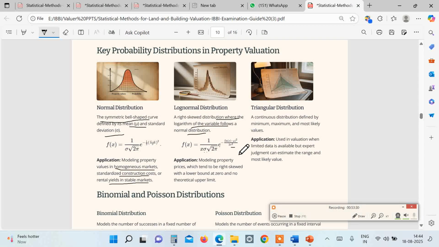So the log normal distribution is applied while modeling property prices, which tend to be right skewed with a lower bound at 0 and no theoretical upper limit. And the third one is the triangular distribution. A triangular distribution is defined by minimum, maximum, and the most likely values. So there are only three values: minimum, maximum, and most likely values. It is used in valuation when limited data is available, but expert judgment can estimate the range and the most likely values.